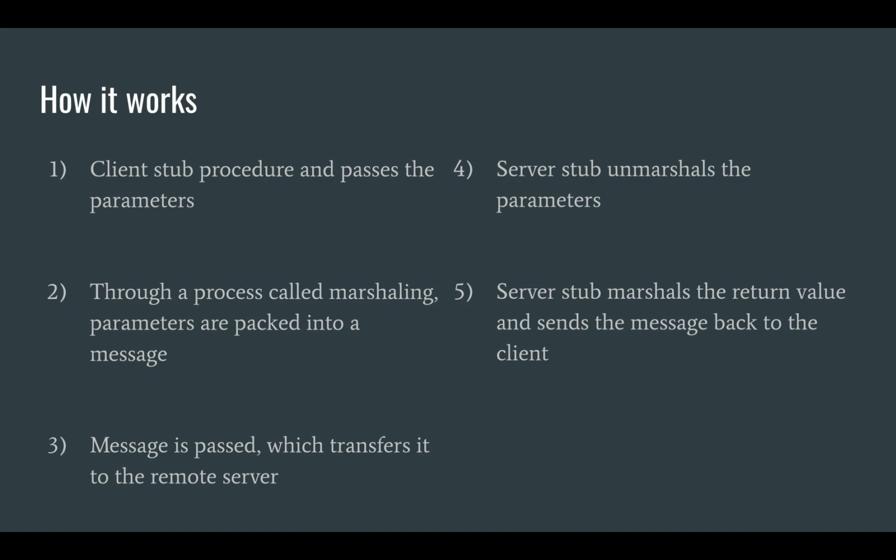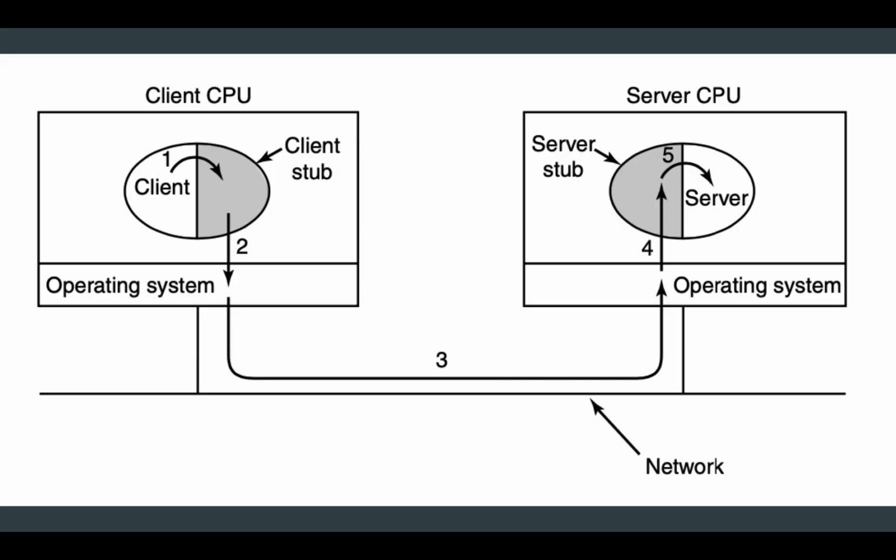Once we get to the other server CPU, we basically do the opposite of what we did at the client CPU, which is we get the server stub again, but this time we unmarshal or demarshal the parameters, and then the server stub marshals the return value and sends the message back to the client. So it's sent back through the network to the client CPU.